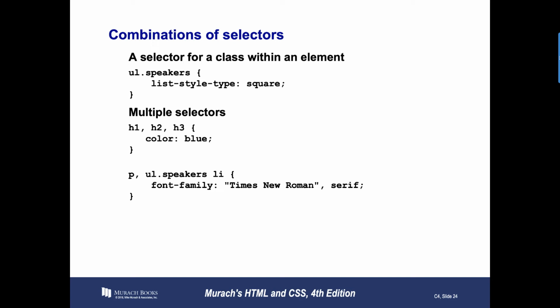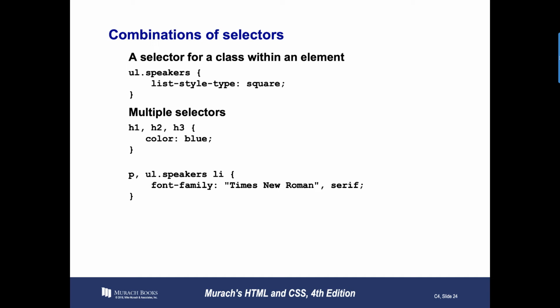Okay. Now, by the way, the font, you see two font names there. That means that, hey, try to use Times New Roman. If you can't find Times New Roman on the computer, go to the default serif font. Now, again, I'm going to reread that. Any list item that's a descendant of an unordered list that has the class speakers or any and all p tags or paragraphs. All right?